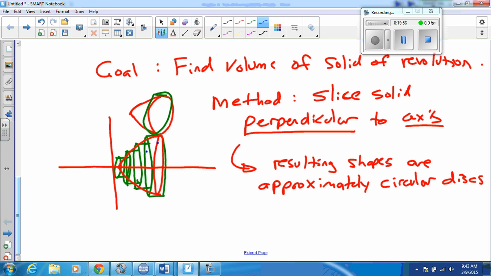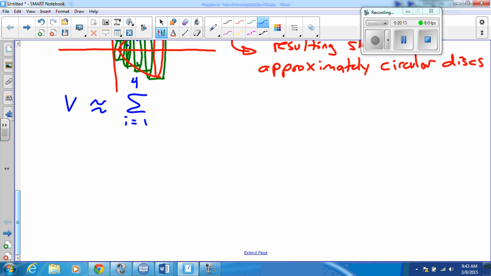Here I've got my solid of revolution, and I've covered it with 1, 2, 3, 4 circular discs. So I can say that the volume is approximately equal to the sum from i equals 1 to 4. And now I need the volume of my circular disc. Let's examine that question a little bit.